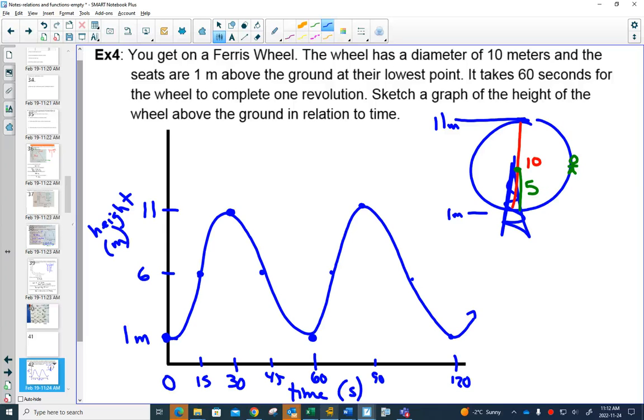It would be bad if this wasn't a function. That would mean like at 30, you would be here and here at the same time. Something bad would have had to happen on the Ferris wheel for half of you to be at 30 and half of you to be, yeah, that would not be good. And we would definitely say this Ferris wheel is not functioning correctly.